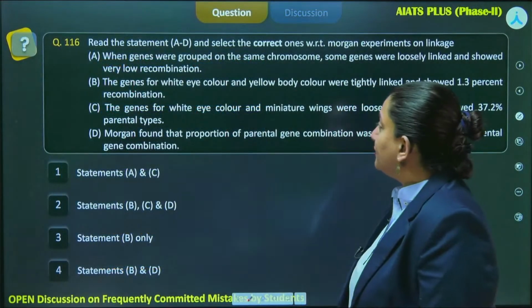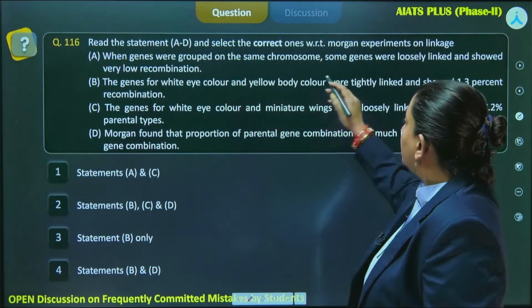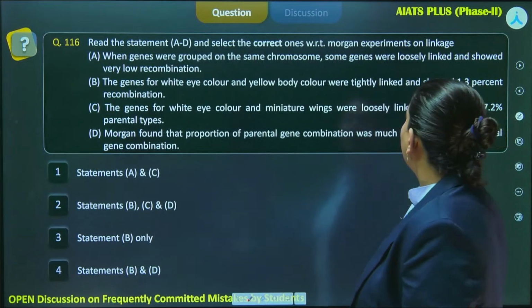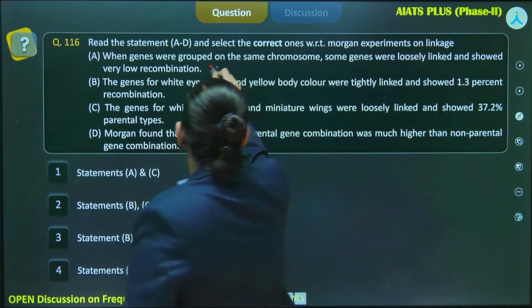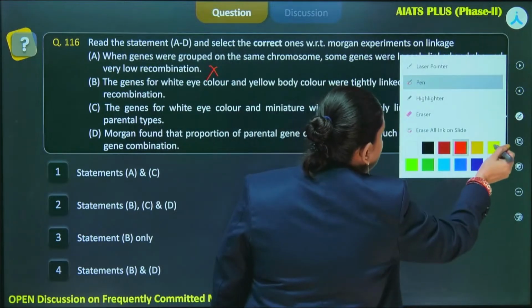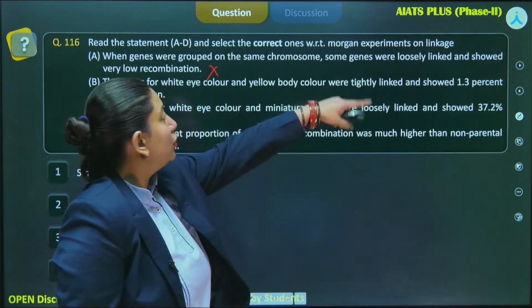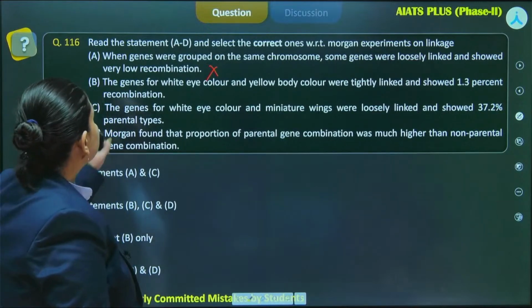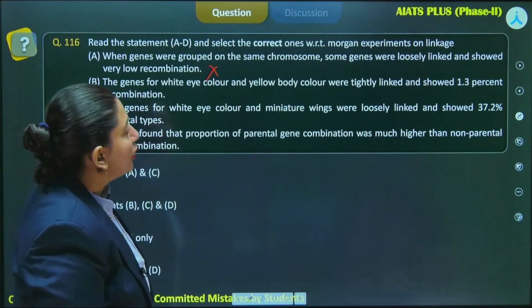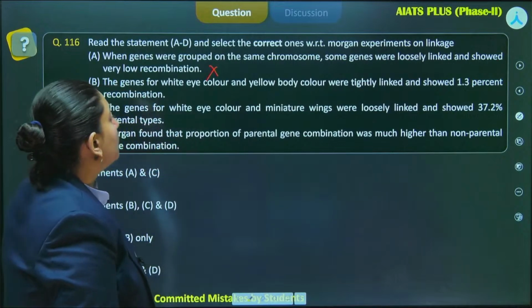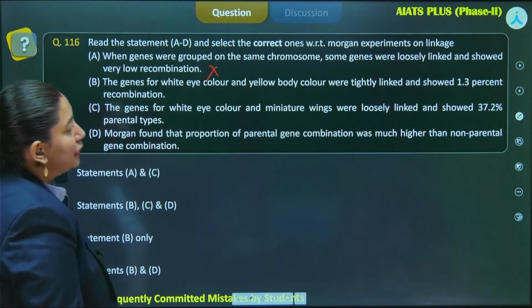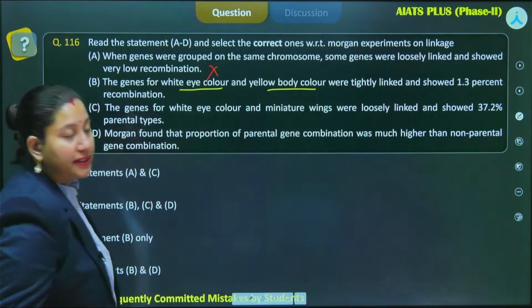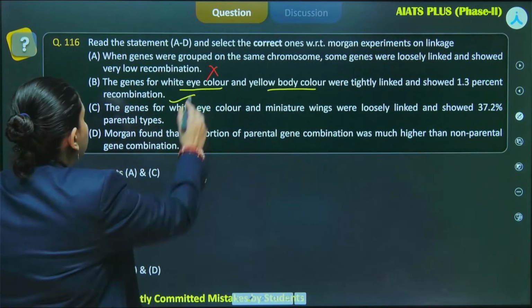Based on this, let's look at the options. It says that when the genes were grouped on the same chromosome, some genes were loosely linked and showed very low recombination. This would be an incorrect option, because they are saying the genes are loosely linked and still showing low recombination. That's not possible. Then it says the genes for white eye color and yellow body color were tightly linked and showed 1.3% recombination. Yes, the white eye and yellow body color were tightly linked, so this is a correct statement.